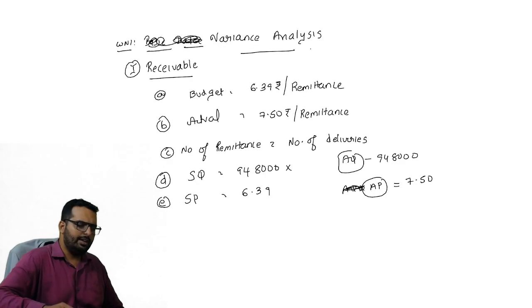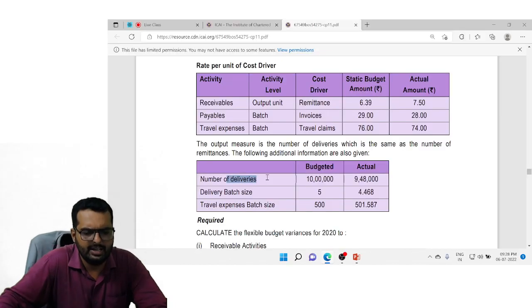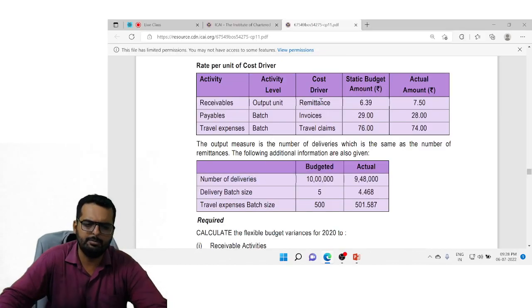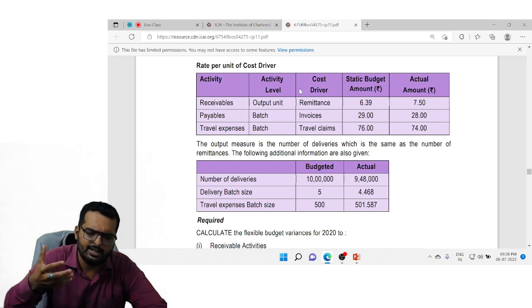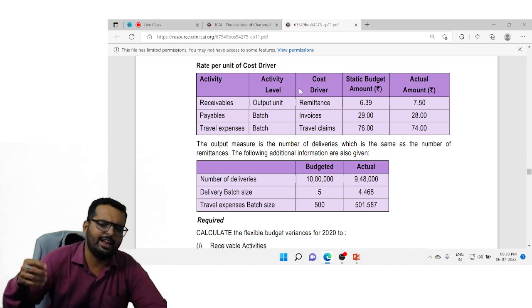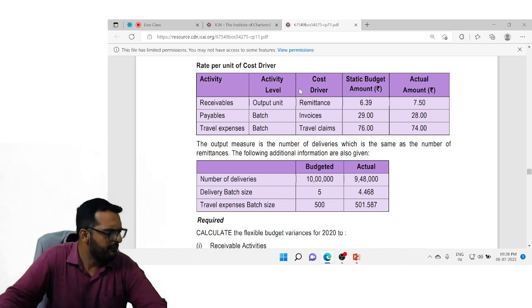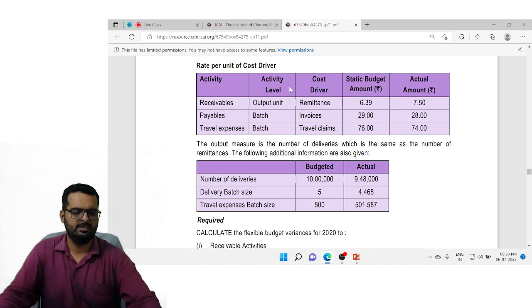Okay, Shivshankar, SQ is based on what? Actual output. Here, deliveries and remittance are the same. So, can I say one delivery is equal to one remittance? Am I right? And here, what is the cost driver? Remittance. So, remittance will be based on actual output, that is the actual number of deliveries. That's how you get 9,48,000. Yes, do you get the answer as 10,52,280? Wonderful. That's the right answer.